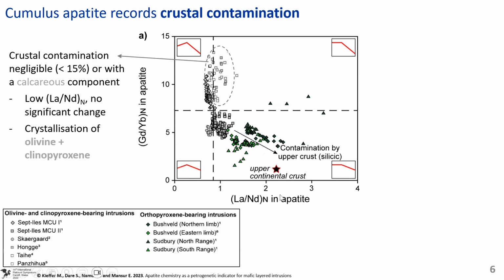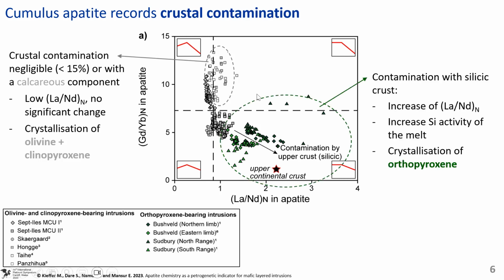I will use this diagram. It's the light rare earth ratio and heavy rare earth ratio. So in red, in each quadrant here, you can see the slope of the light rare earth and heavy rare earth in apatite. So first, let's have a look at the samples in gray. These are samples from intrusions where crustal contamination is negligible. And as you can see, they all share a low light rare earth ratio. And if you look at the other samples on the right here, they correspond to intrusions that underwent contamination with a silicic crust, and they have a higher lanthanum over neodymium ratio. So using this ratio, we can trace crustal contamination.